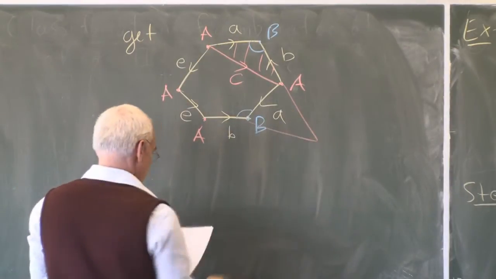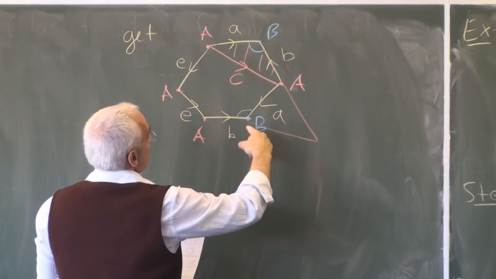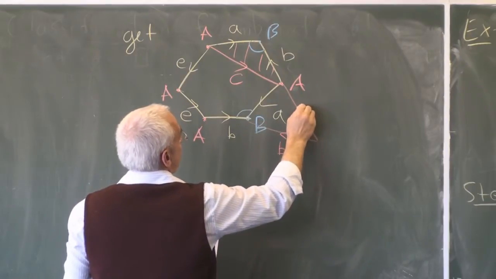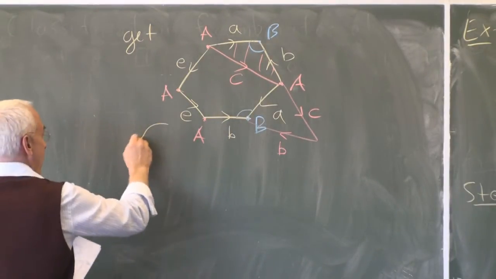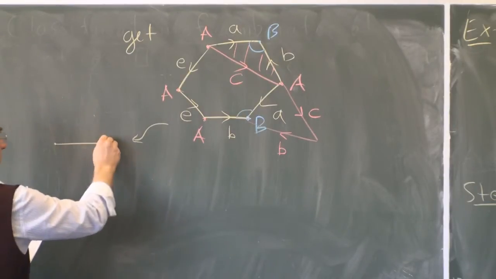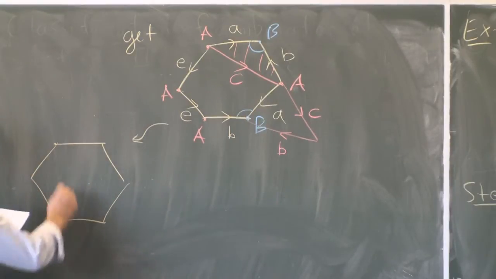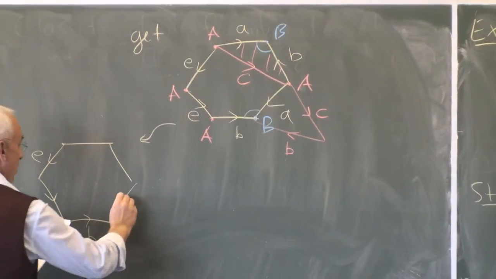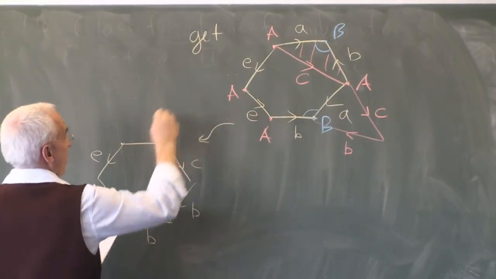What are the other edges over here? A in this direction, then B in this direction, and C in this direction. And so that gives us another hexagon: E, E, B, B coming in this way, C, and C.